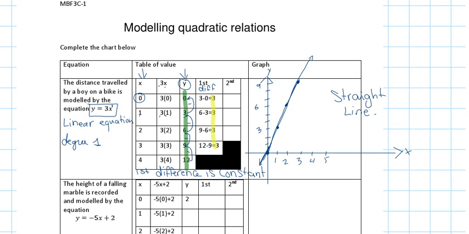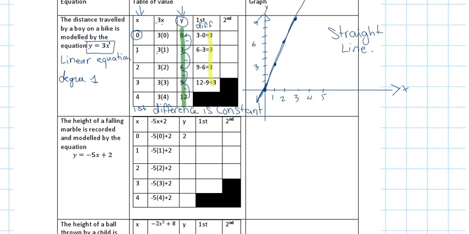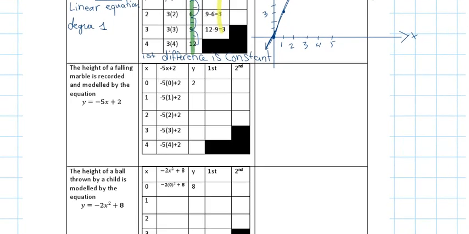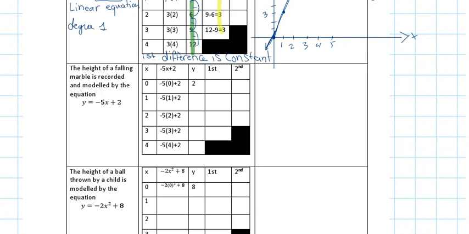Here's another example. The falling marble is recorded and modeled by the equation y equals negative 5x plus 2. Looking at the equation, what can you tell me about this equation? It's also linear because it has a degree 1, right? I always look at the x value and look at the degree.